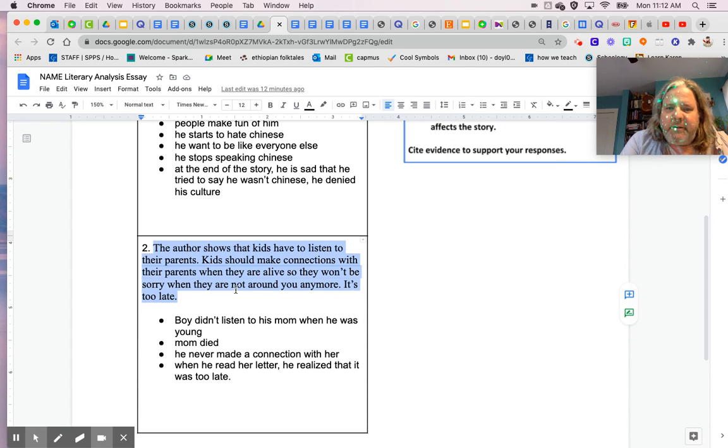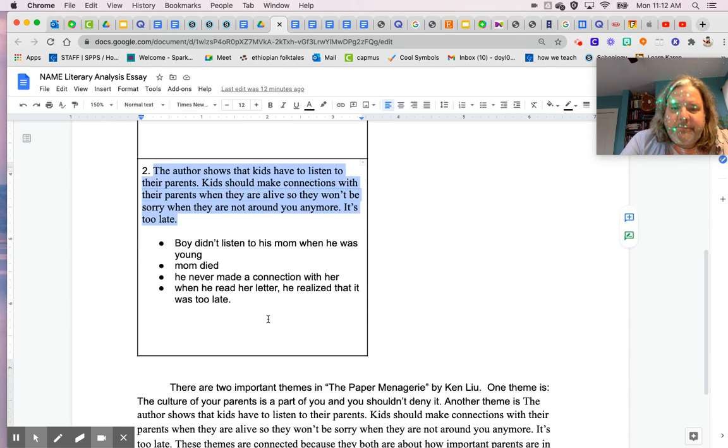And then the other theme that we chose is the author shows that kids have to listen to their parents. Kids should make connections with their parents when they're alive so they won't be sorry when they're not around anymore because it's too late. And here are some reasons why we think that was a theme of the story.